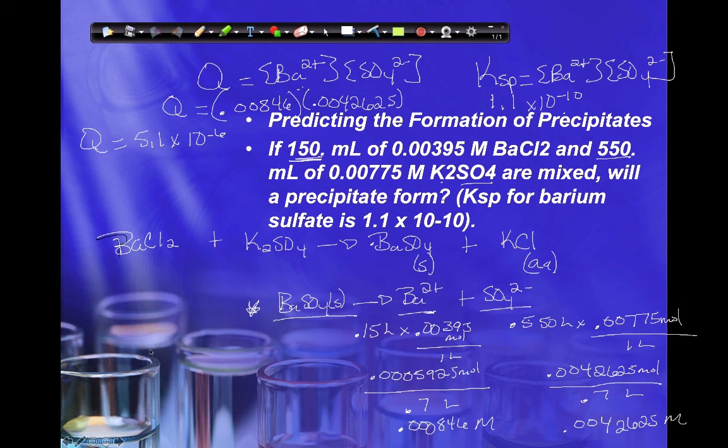So now I need to figure out, is that larger or less than K? So what will happen? Remember, I always draw a little diagram out. In this case, Q is equal to 5.1 times 10 to the negative 6, which is definitely larger than the 1.1 times 10 to the negative 10th. So Q is larger than K. It's going to shift to the reactant side, and we have our solid. So a precipitate forms.